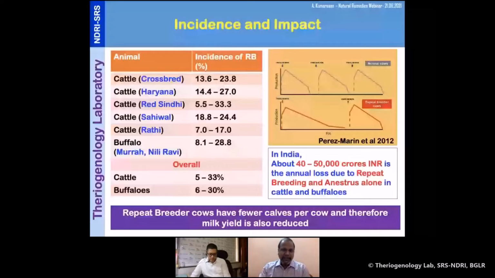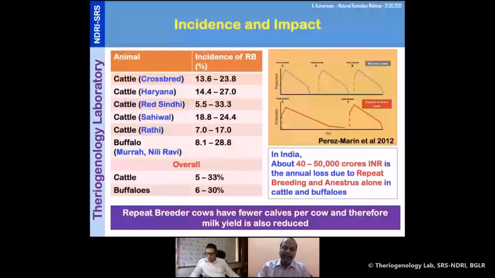And this reference I have taken from Dr. Purohit's article in 2008. He has given the incidence of repeat breeding for almost 20-30 breeds. I have selectively used some of this data. If you take the crossbred, 13 to 23, Haryana breed 14 to 27. So overall, the incidence is 5 to 30% in case of both cattle and buffalo. This is the incidence coming from the 1960s onwards. There is no sudden hype in the incidence of repeat breeding as well.